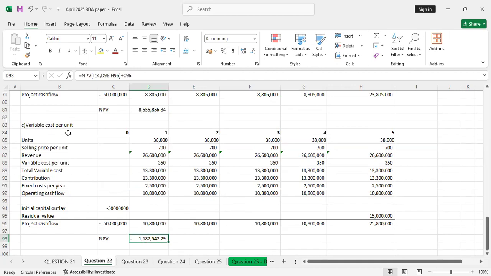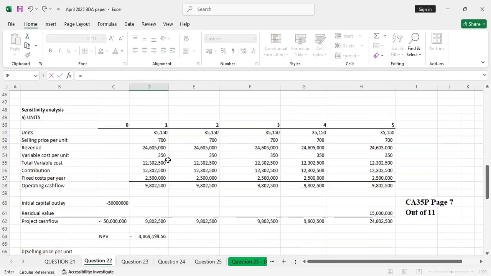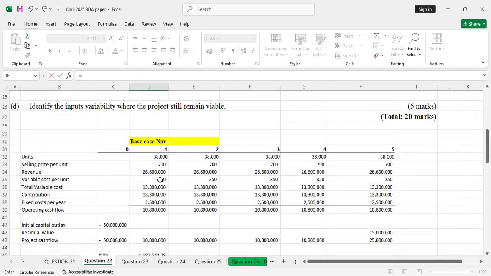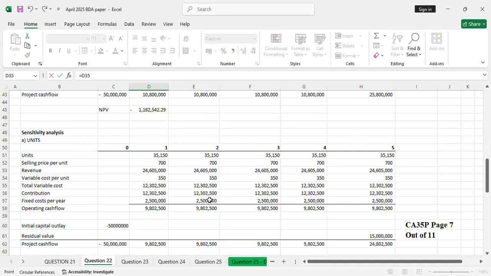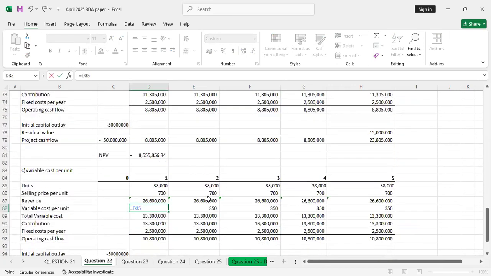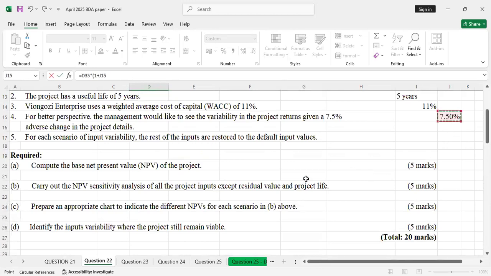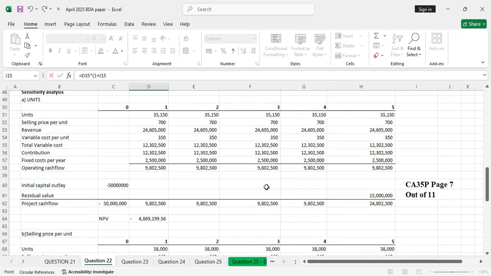So we are at variable cost. When costs are adversely affected, it means they increase. The costs will always increase. So the variable cost per unit will increase. So I'll just come here and say equals to. Then I go to the original data where we have variable cost per unit. Then I select that value. Then I'll multiply by bracket 1 plus the 7.5%, the adverse variance.